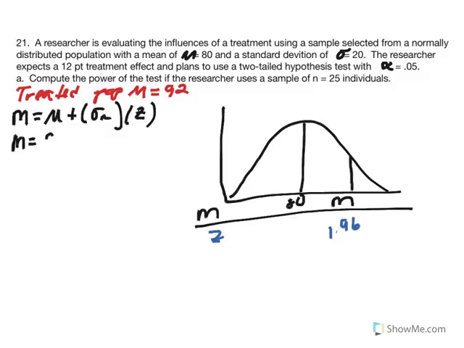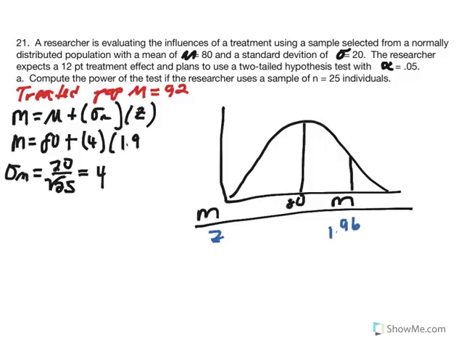And we can replace variables: 80 plus, we're going to calculate our standard error, which is equal to our standard deviation of 20 divided by square root of 25. Again, we increased our sample to 25. So 20 divided by 5, we get 4. And our z is 1.96. So if we do that calculation again, 4 times 1.96 added to 80, and we get 87.84.